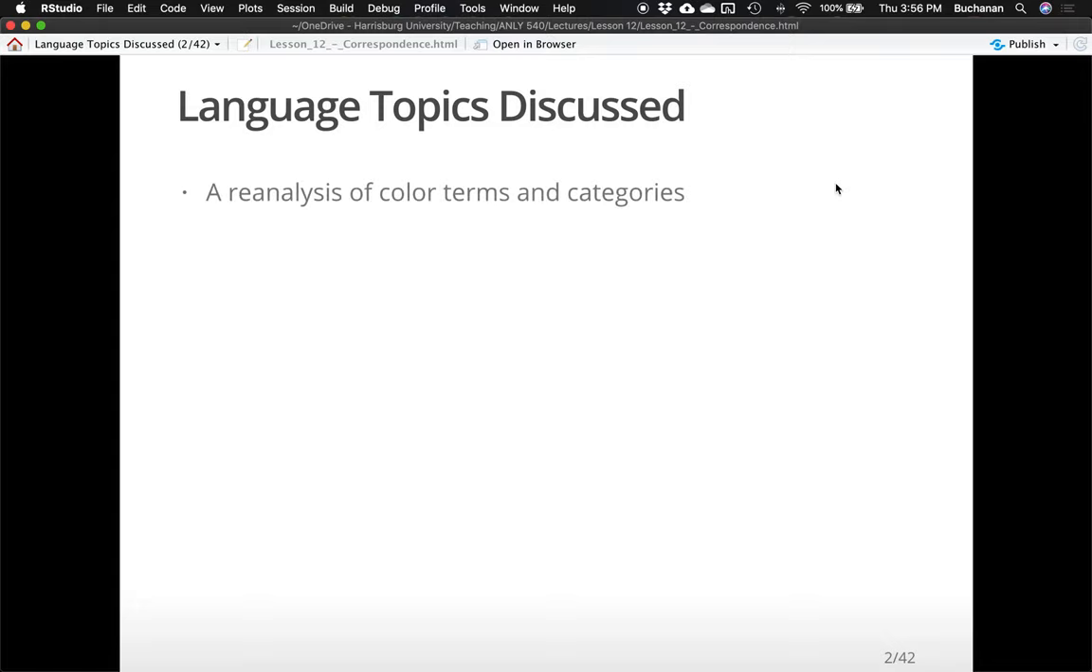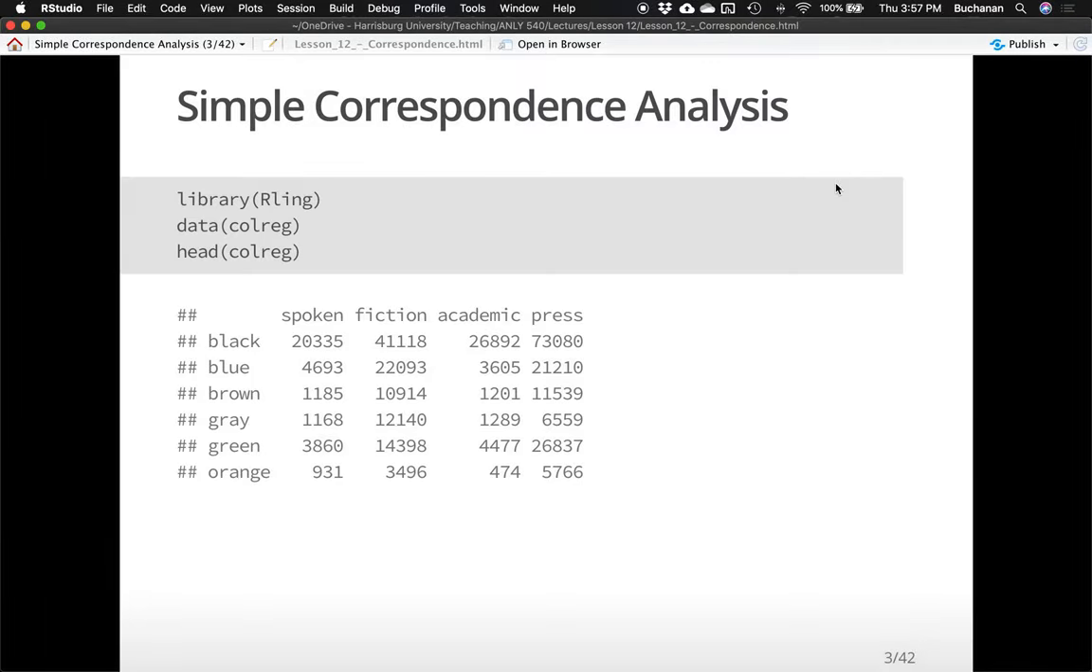First, we're going to reanalyze those color terms from the beginning of the semester, looking at the Berlin Kay theory and categories. So this lecture kind of comes at the end of the semester. We're going to pull together some different topics that we've covered throughout the semester, thinking a little bit about word choice when it comes to color, and then how might we identify categories. And so mainly that's it, actually.